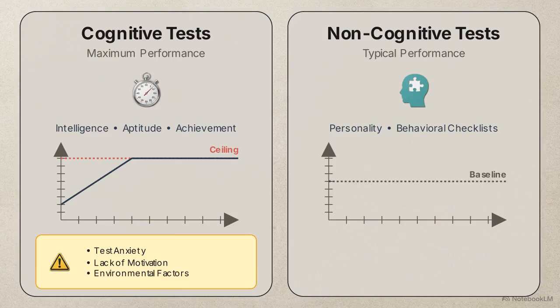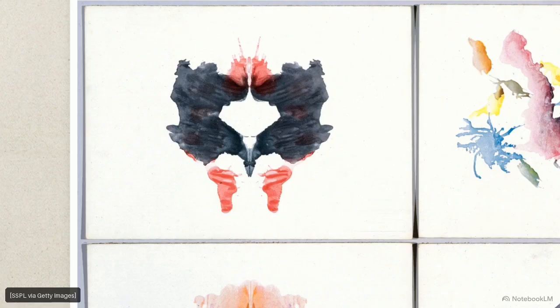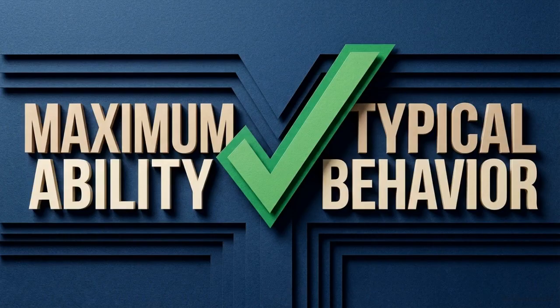Non-cognitive tests capture that missing piece. These are personality inventories and behavioral checklists. There are no correct answers here. The goal is to map emotional states, interpersonal dynamics, and baseline traits. The trade-off is that they rely heavily on honest self-reporting, making them vulnerable to subjective biases or intentional manipulation by the test taker. Some non-cognitive tools lean entirely into the subjective. Projective tests use completely ambiguous stimuli to draw out hidden emotional conflicts, requiring an expert to interpret the results. Knowing whether you are hunting for maximum ability or typical behavior ensures you never use the wrong instrument to solve a student's problem.